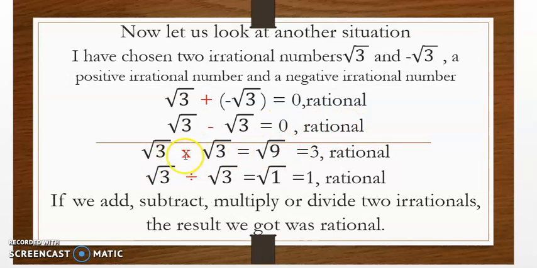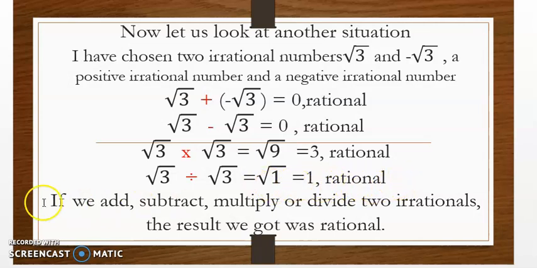So now let us multiply two irrational numbers. Here I am multiplying root 3 into root 3. My answer is, as we saw before, root of 3 into 3, which is root 9, which is 3. So that is a rational number. If I divide root 3 by root 3, it will be 1.7 something divided by that same number, and that will be root 1, which is 1, which is again a rational number.